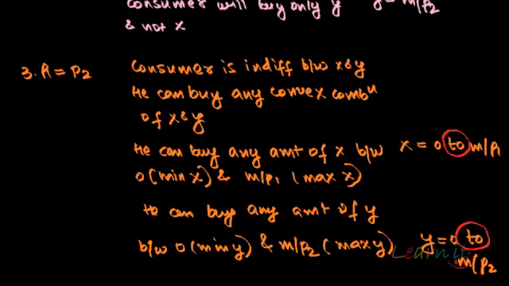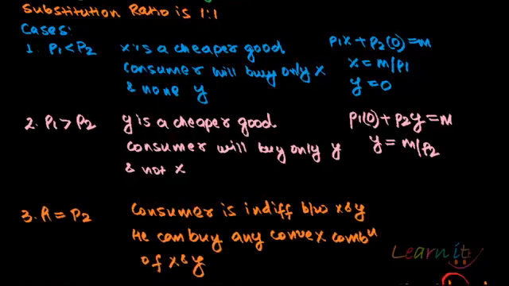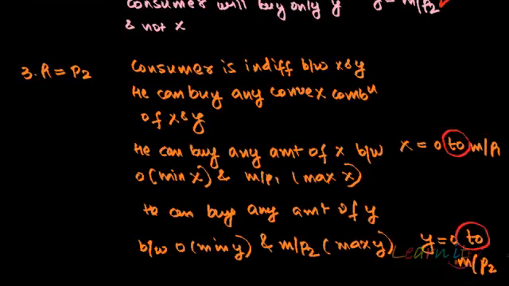So we have done all the cases: where P1 is less than P2, where P1 is greater than P2, and where P1 is equal to P2. These are the three cases which exhaust the formation of the demand curve for X and Y. And remember that all of these demand curves, X is equal to M by P1, Y is equal to M by P2, and so on.